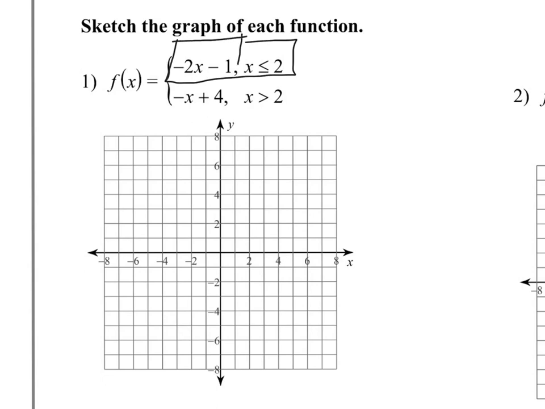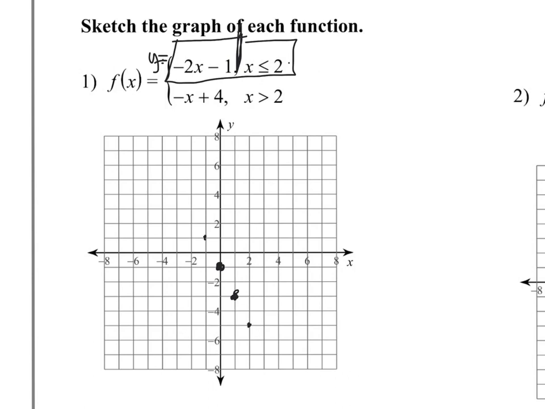So this is the actual equation I'm graphing, and I only care about that equation where my x's are less than or equal to 2. This is just like having y equals negative 2x minus 1. So it's a linear equation. We'll plot our y-intercept of negative 1. We'll go down 2 over 1. Down 2 over 1. We can go up 2 and over 1.